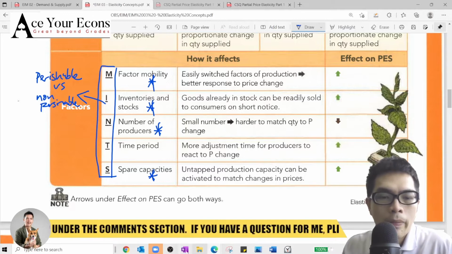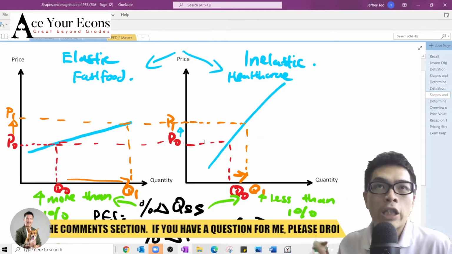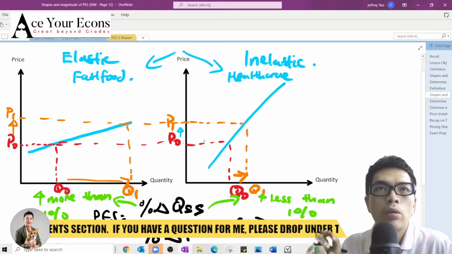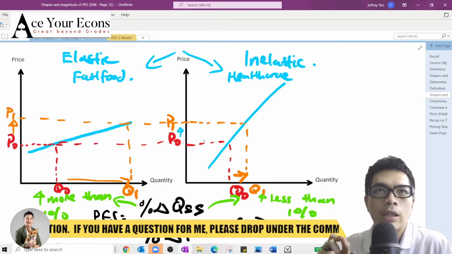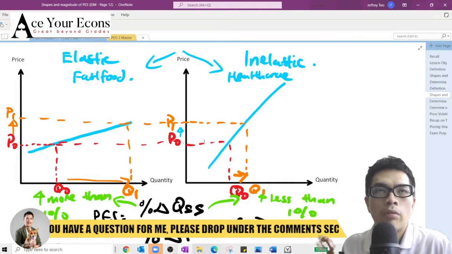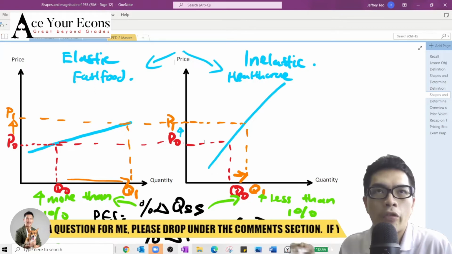So now let's go back to the diagram. From the perspective of fresh fish, if we cannot keep a lot of stock, what can we conclude about the PES value? Is it elastic or inelastic? Do they respond to price changes? For a fishmonger, when there's an increase in price, do you think they can step up their production of fresh fish readily?